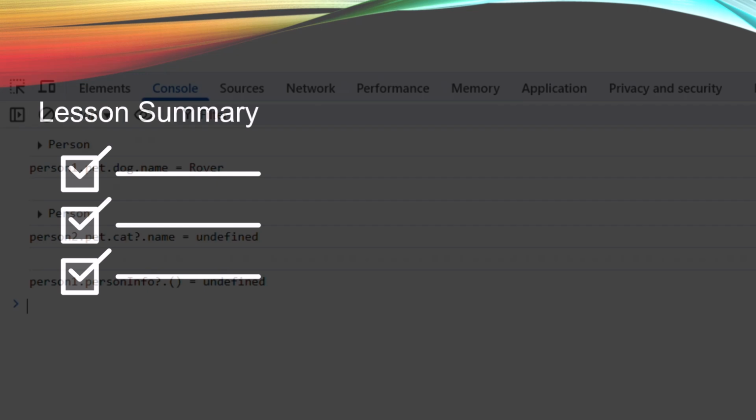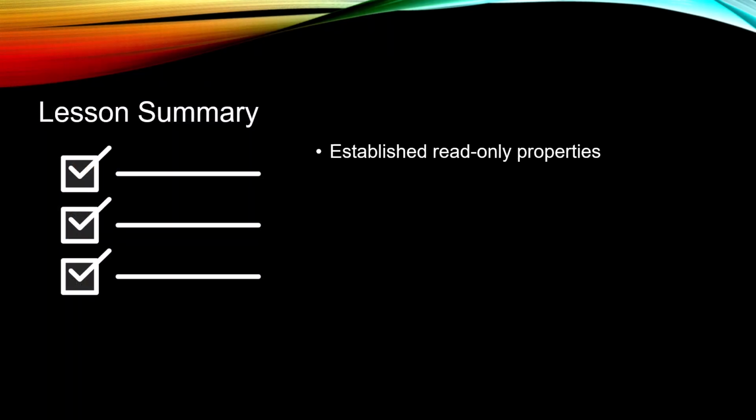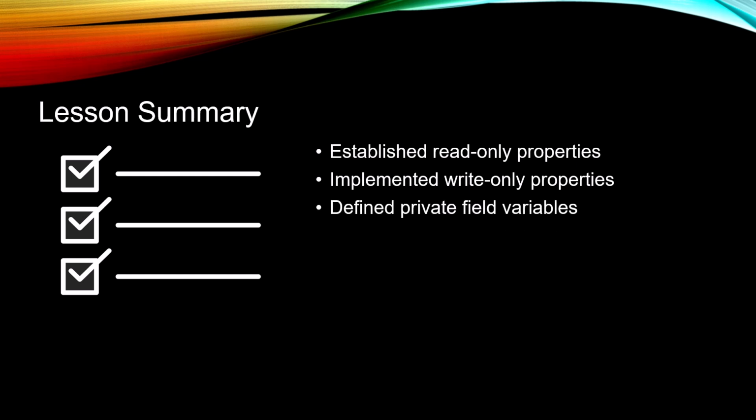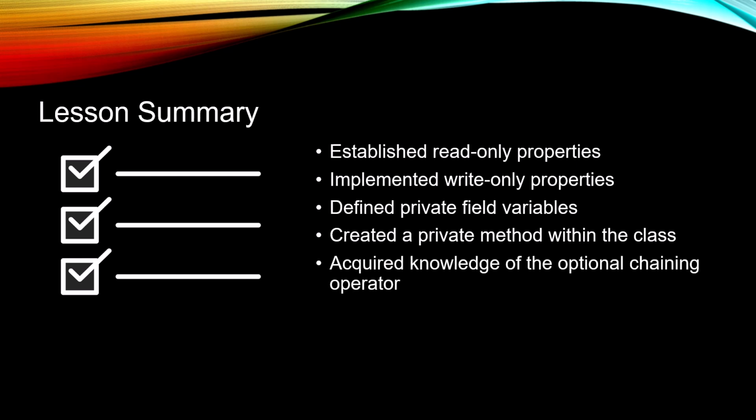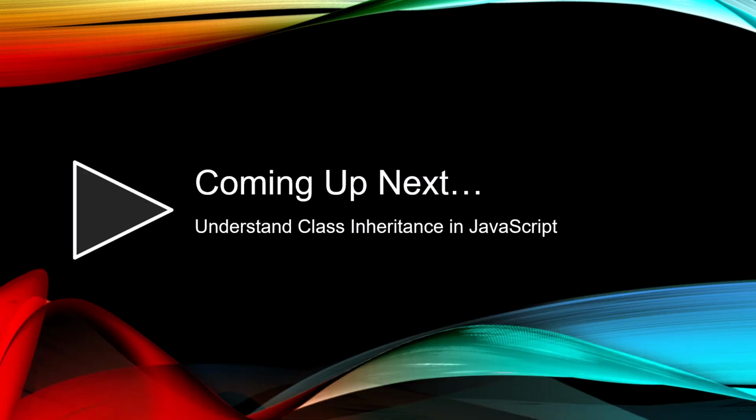In this lesson, we established read-only properties. We implemented write-only properties. We defined private field variables. We called a private method within the class. And we acquired knowledge on that optional chaining operator. Coming up next, understand class inheritance in JavaScript.